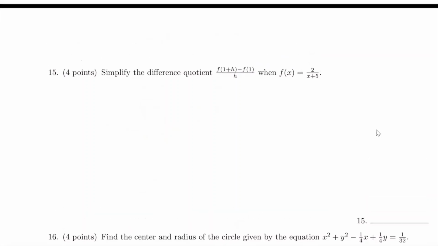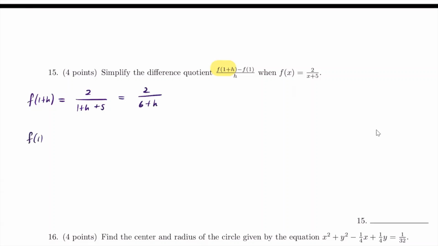Now let's go ahead and find number 15. So for number 15, we are going to find the difference quotient for this particular problem. Let's go ahead and figure out these pieces first. So f of 1 plus h, plug in 1 plus h into your function. Our function is 2 over x plus 5. So x is replaced with 1 plus h and plus 5. So this simplifies to 2 over 6 plus h.